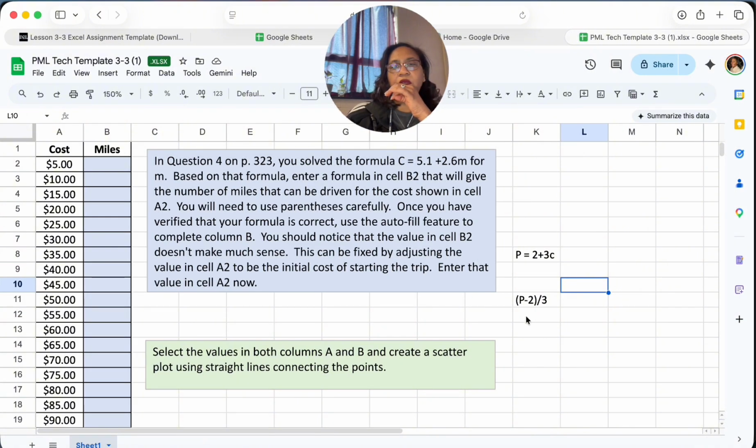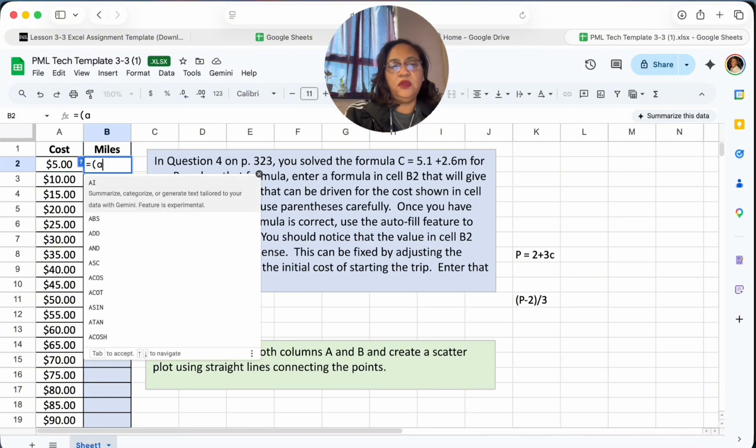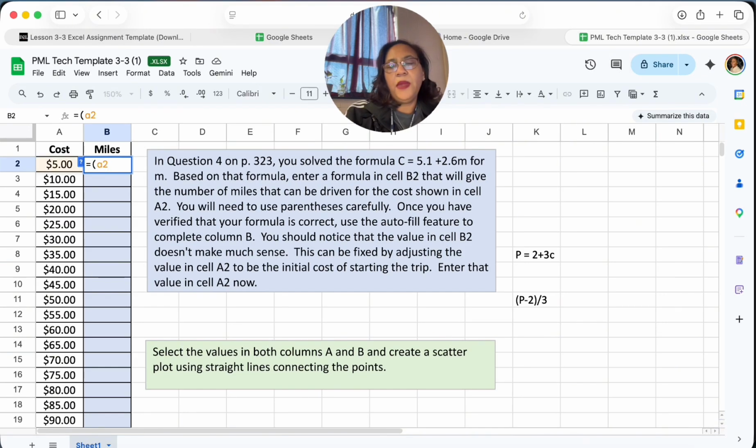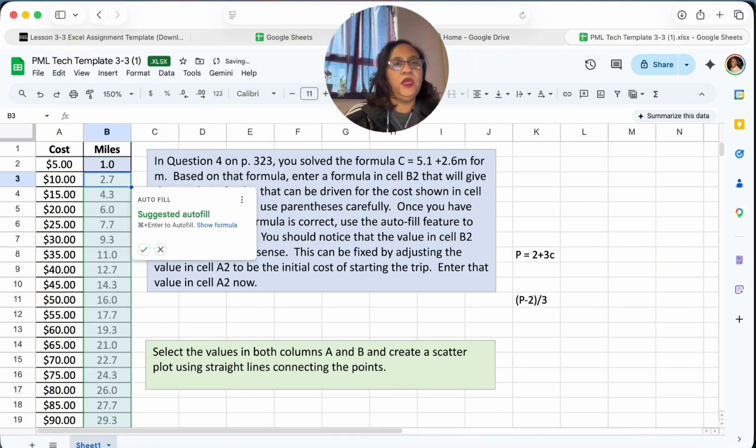So let's just say the profit was whatever this element is. So that would be A2. You would have to type in equals A2 minus 2 divided by 3, and then you would get a number out. The good thing about Google Sheets is it will populate for you.